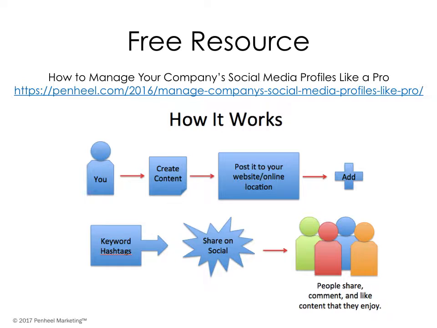It starts with you. You create your content, post it online, whether it's on your website, your YouTube channel, Tumblr, Reddit, wherever you post your content. Then you add keywords and hashtags to it. You share that stuff on social media, and people share, comment, and like content that they enjoy. That is basically the process, and that's how it works. Once you figure out what your people like, you can start to create a process around this and repeat and do it and do it and do it.